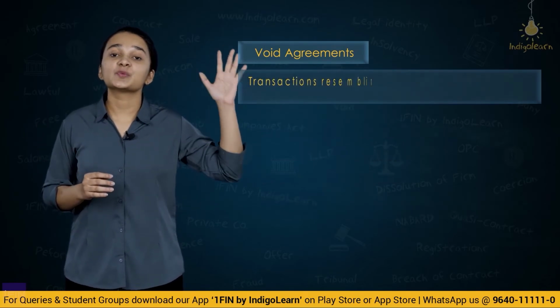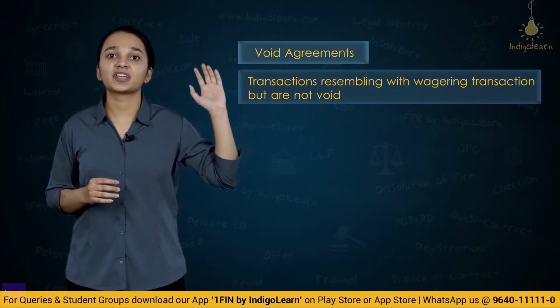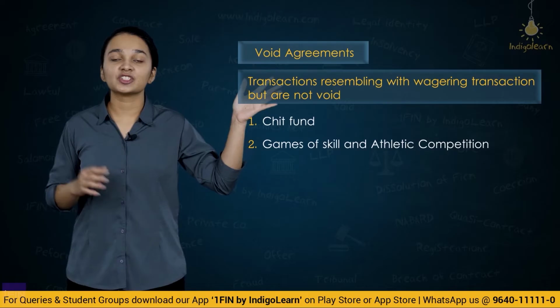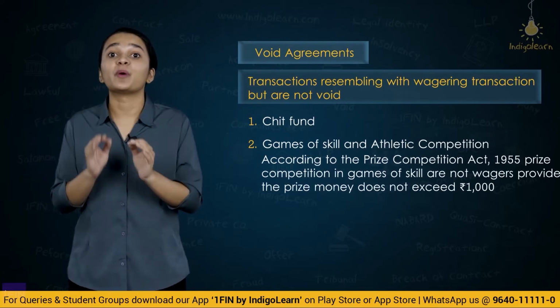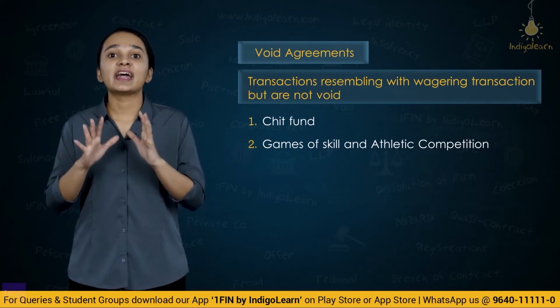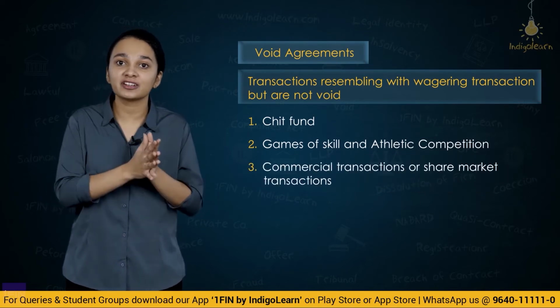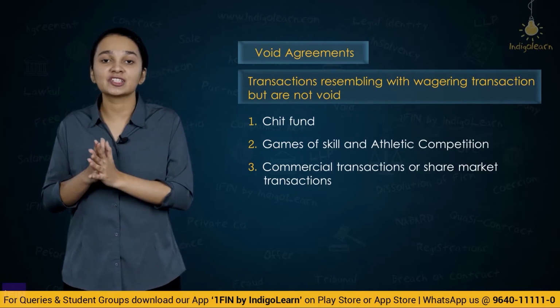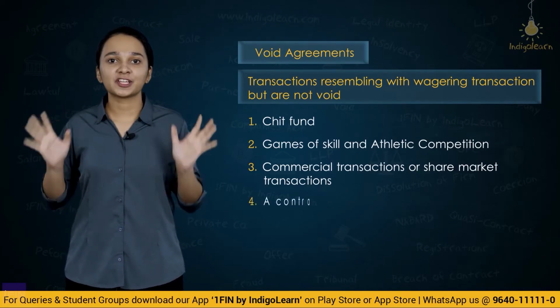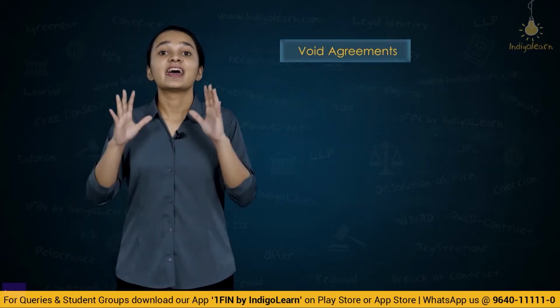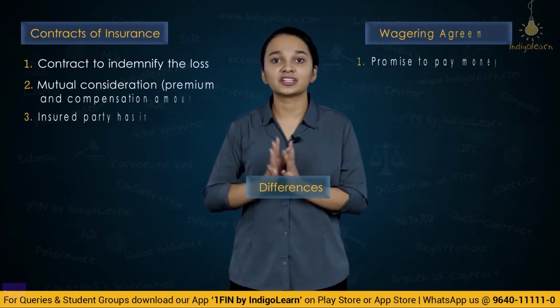And what are the transactions which resemble wager but are valid? Chit funds, games of skill or athletic competitions. Games of skill are not wager provided the prize money does not exceed ₹1000. And share market transactions or commercial transactions also resemble wager but are valid transactions. And finally, contracts of insurance resemble wager but they are valid transactions. And after this, we have also understood what the differences are between insurance and wagering transactions.